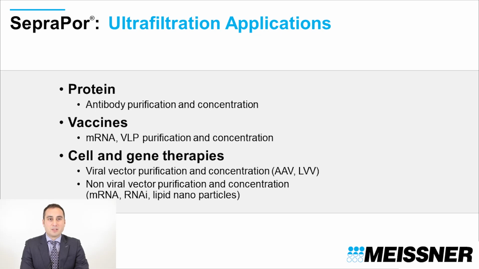Ultrafiltration is typically used in downstream processes, such as antibody purification, and continues to be an important bioprocessing purification element in many recent fields, such as mRNA vaccines and VLPs. Ultrafiltration also remains a critical purification tool in emerging cell and gene therapies involving viral vectors and lipid-based vectors.